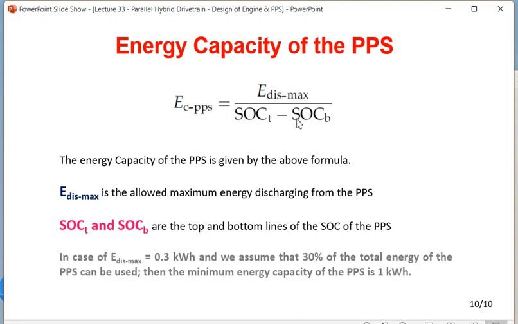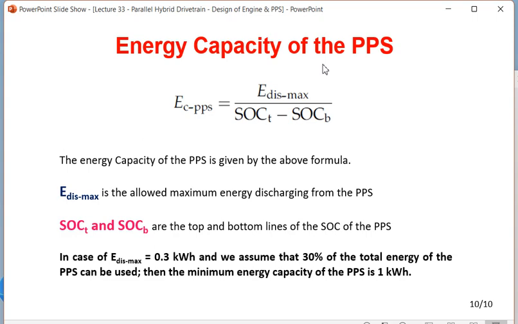In case of E_dis,max, it is 0.3 kilowatt hour. E_dis,max is given as 0.3 kilowatt hour in the graph at 120 kilometer per hour. We assume that 30% of the total energy of the PPS can be used, when the minimum energy capacity of the PPS is 1 kilowatt hour. This is just a model case which is given here. That is how the energy capacity of the PPS is to be designed.